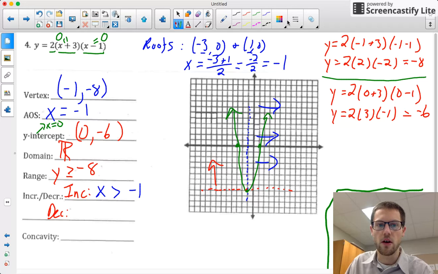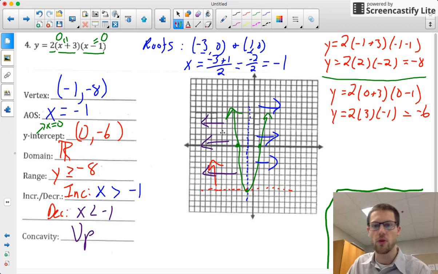Everything to the left of my vertex is when I'm decreasing. So my parabola is going downwards when x is less than negative 1. And that's the increasing and decreasing. Concavity, this is opening upwards, so I'm concave up. And there you have it. We have ourselves a graph with a whole bunch of stuff written all over it and all of these properties.